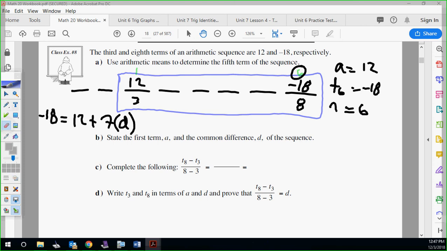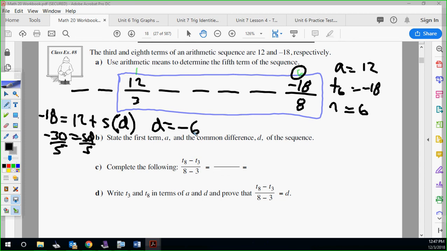So we want to say that this is 5. 6 minus 1 is 5. n minus 1 d. Okay, so minus 12, you get negative 30 equals 5d. Divide by 5, divide by 5, d is negative 6. Now this makes sense because notice 12 got smaller. So we expect our d to be what? Negative, because it's getting lower. So we feel good about negative 6.